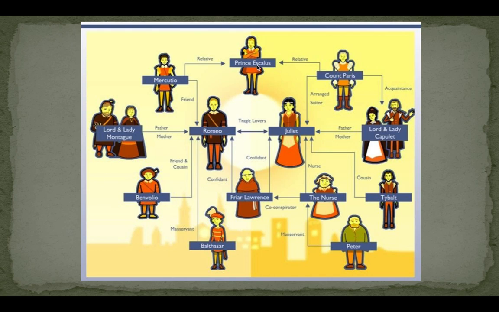Here in the middle, we've got Prince Escalus. He is basically the local law enforcement or ruler of the city of Verona. And he also tries to act as a peacemaker between the two families. And as we will see, he may or may not be successful.